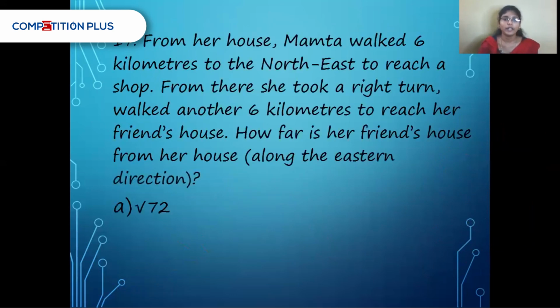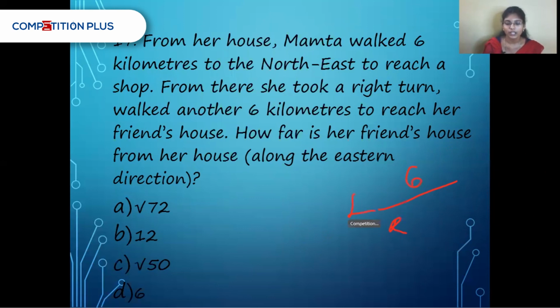Next question: from her house, Mamta walked 6 kilometers in the northeast direction. So she is moving northeast 6 kilometers to reach a shop. From there, she took a right turn. When she is moving northeast, this is her right and this is her left. She is making a right turn, exactly to the right, and moving another 6 kilometers to reach her friend's house. How far is she from her friend's house?